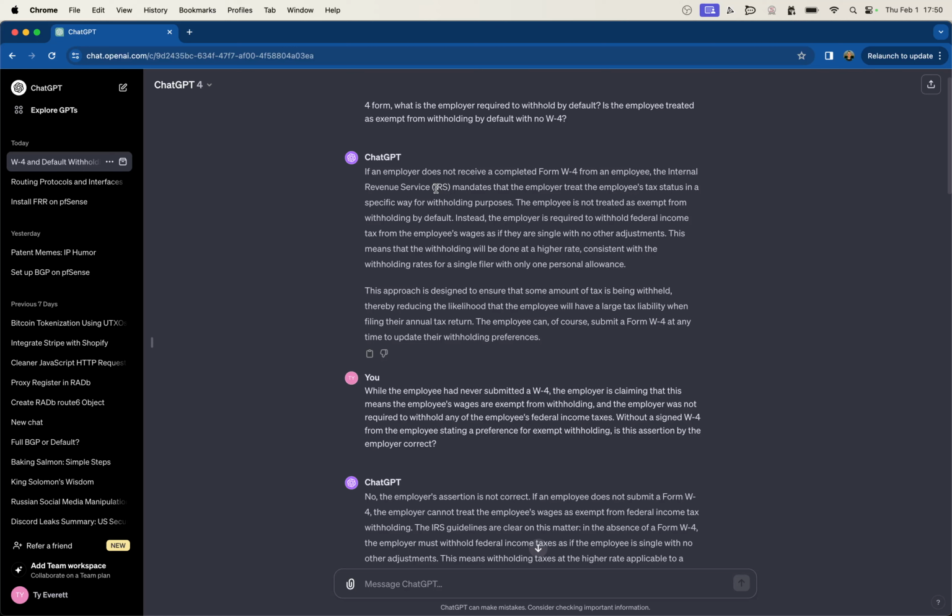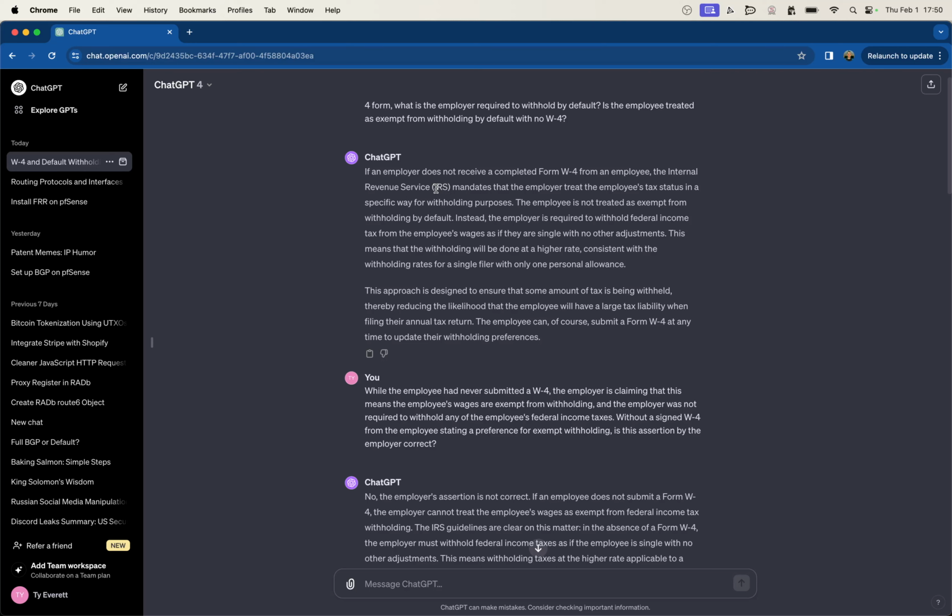So the next question is, while the employee had never submitted a W-4, the employer is claiming that this means the employee's wages are exempt from withholding, and the employer was not required to withhold any of the employee's federal income taxes. Without a signed W-4 for the employee, stating a preference for exempt withholding, is this assertion by the employer correct? And, of course, the answer is no. The employer's assertion is not correct.